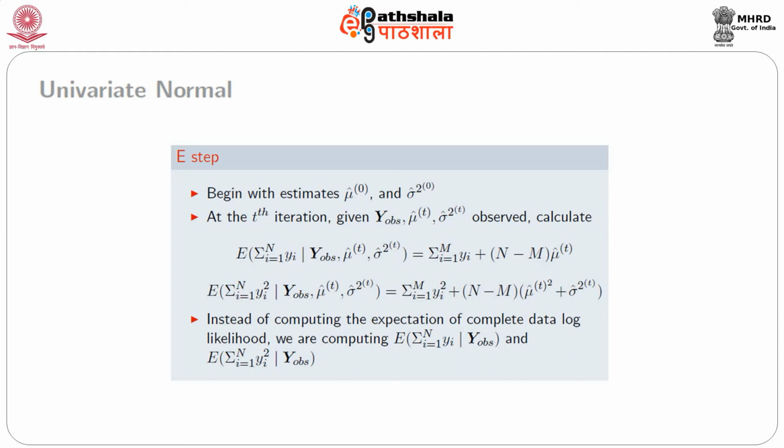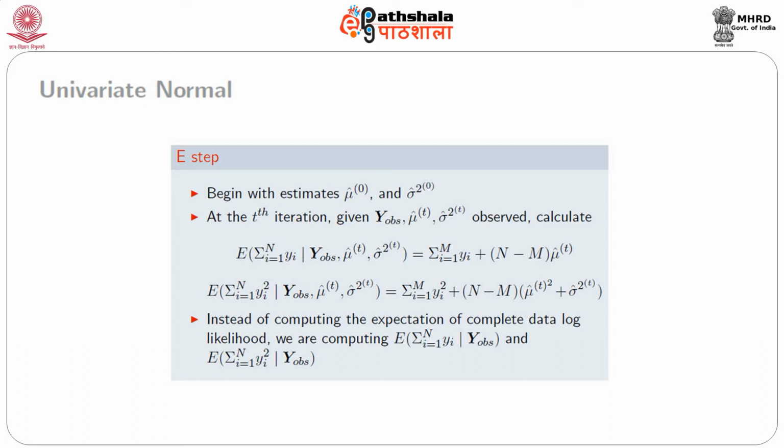So, given y observed, in the E step we assume that y observed is given, we know y observed, and suppose we are computing the E step at the tth iteration. Then the values would be mu t and sigma square t, where t runs from 0. So, we know the values mu hat 0 and sigma square hat 0, and t goes on and on till it converges, that is, mu t hat equals mu t plus 1 hat and sigma square t hat equals sigma square t plus 1 hat.